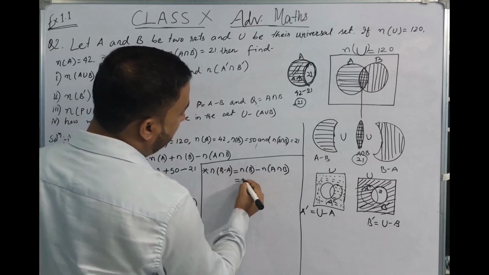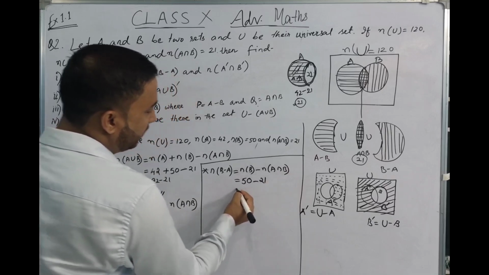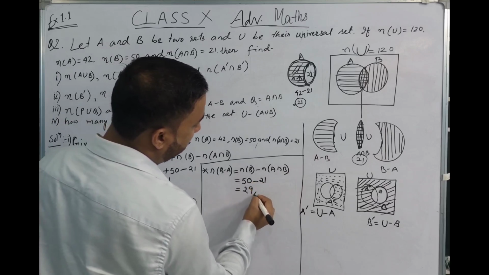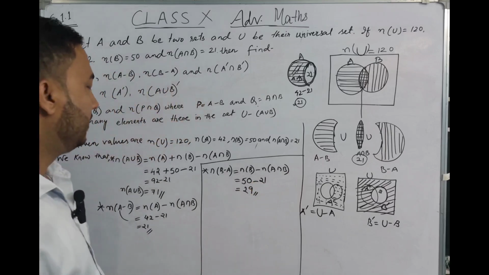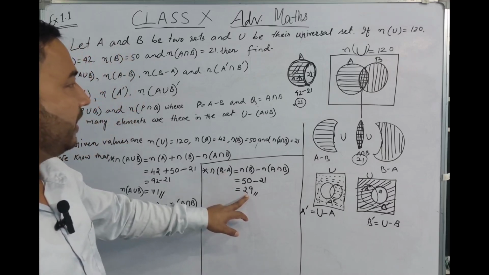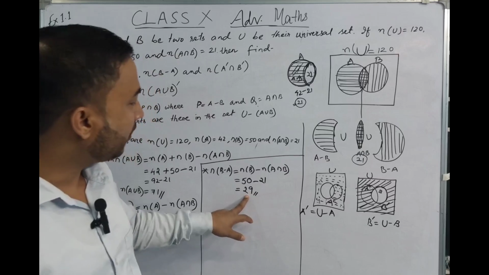Now what is the number of B? The number of B is 50, and the number of A intersection B is 21. So 10 minus 1 is 9, then 4 minus 2 is 2, so 29. 29 elements will be there in B difference A. That means 29 elements are there in the set B difference A.